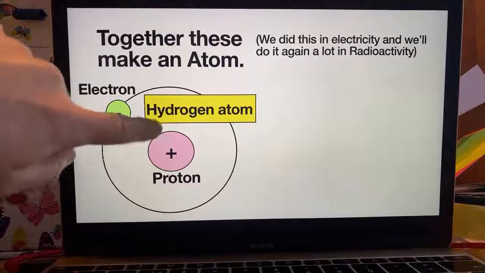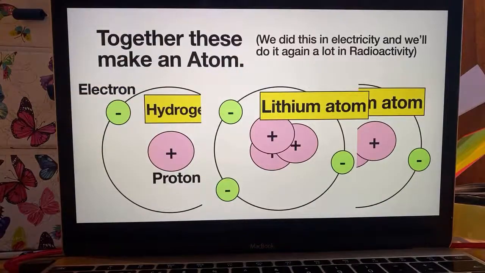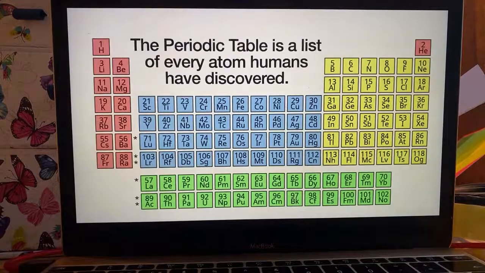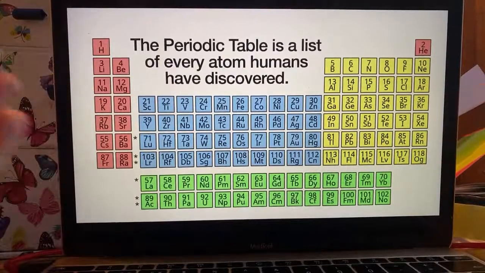This one is a hydrogen atom because it's only got 1 proton. If it's got 2 protons, then it's a helium atom. If it's got 3 protons, it's a lithium atom. And you might have heard of the periodic table. This is a list of all the atoms that humans have ever discovered.